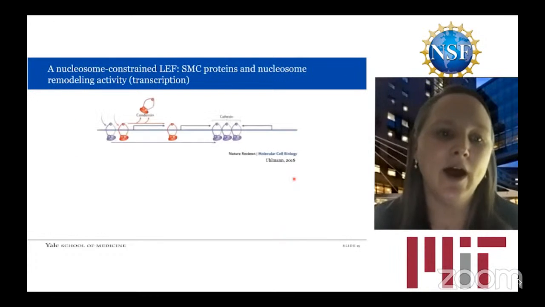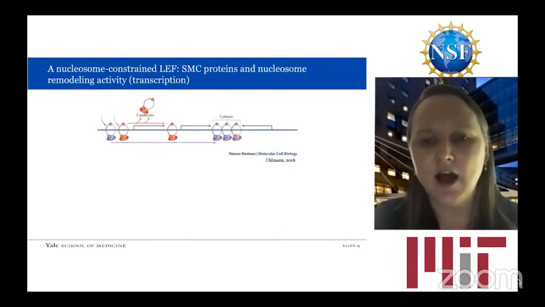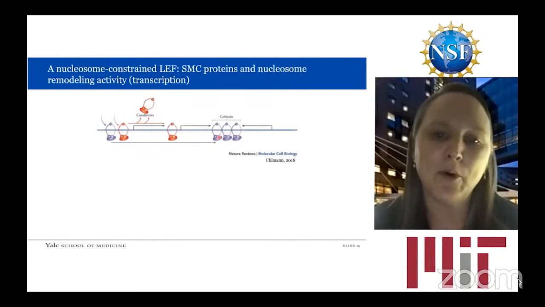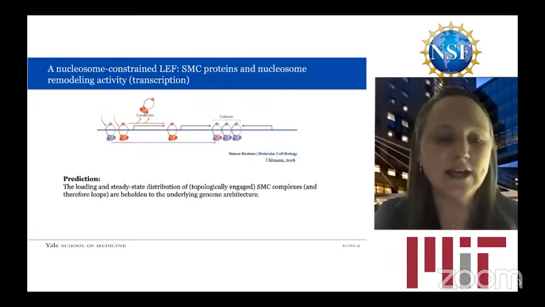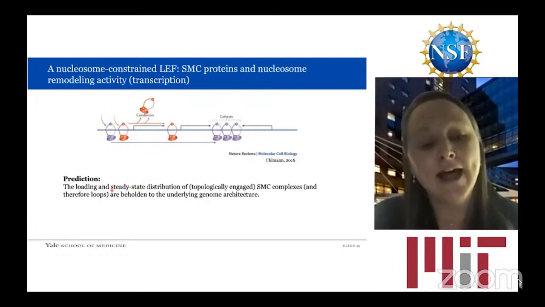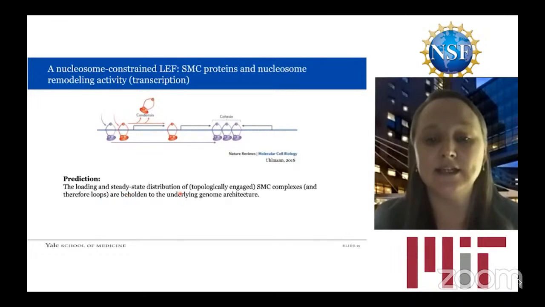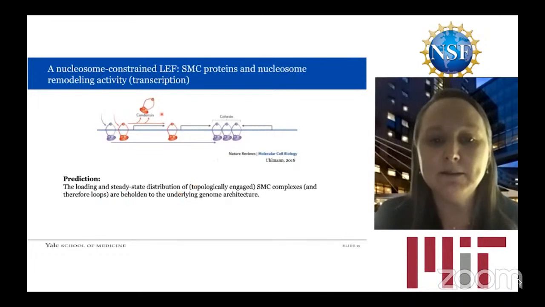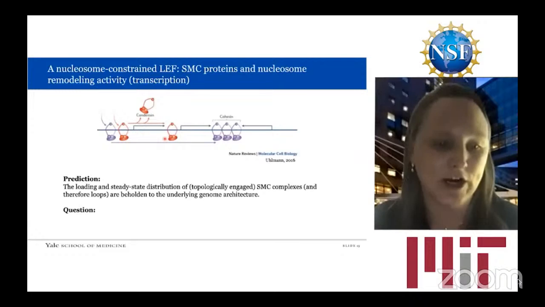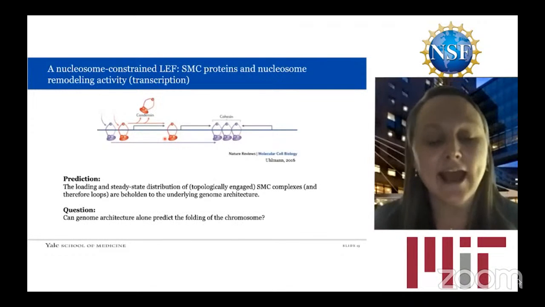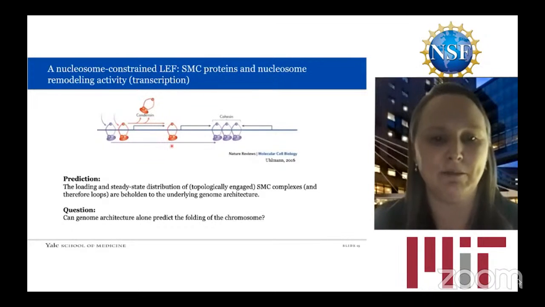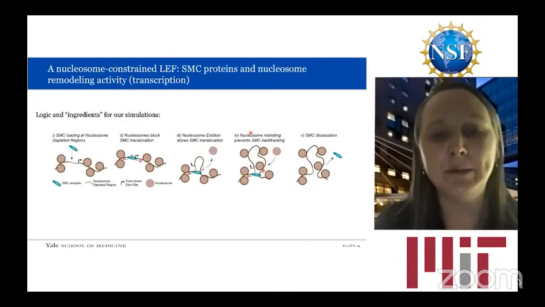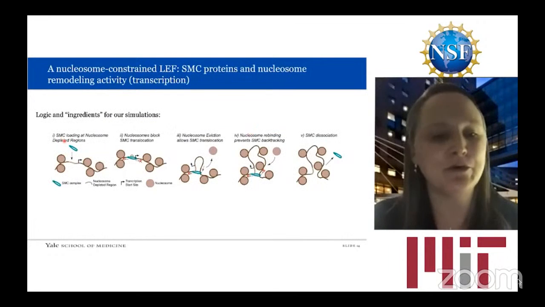Okay, so I've already introduced this concept that transcriptional units might be important for the movement of SMC complexes through nucleosome remodeling. So this led to a prediction, and it led us to ask if the loading and steady state distribution of SMC complexes isn't beholden to this underlying gene architecture. So we asked, can we actually predict the folding of the chromosome, these topologically associating domains, just based on the position of genes?